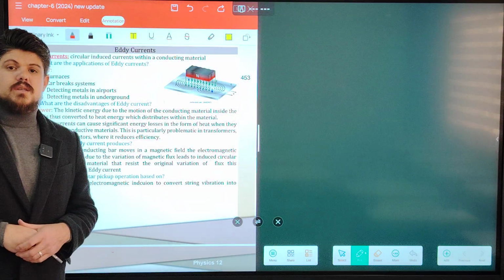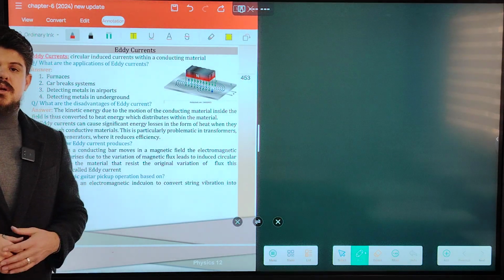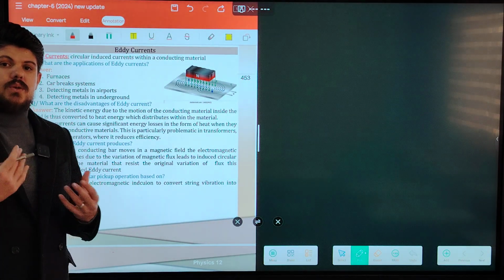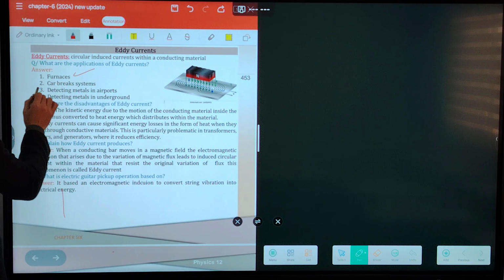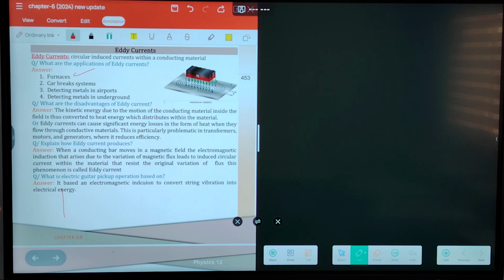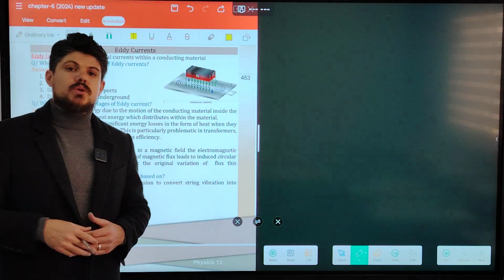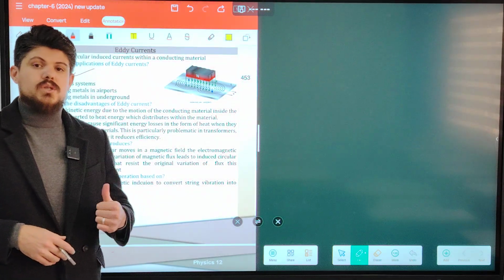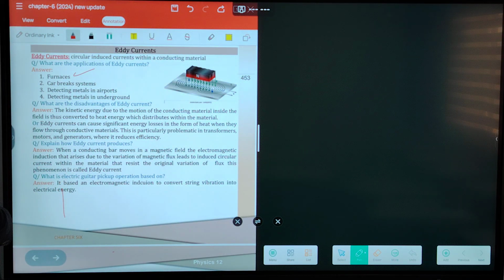Because this circular current, this eddy current, will convert into thermal energy, into heat, because of the resistance, that is why it can be used in furnaces. The second application of eddy current is car brake systems. In a car brake system, eddy current can be used because of the opposing induced magnetic field that opposes the external magnetic field. That is why it can be used in car brake systems. And also eddy current can be used for detecting metals in airports or underground.